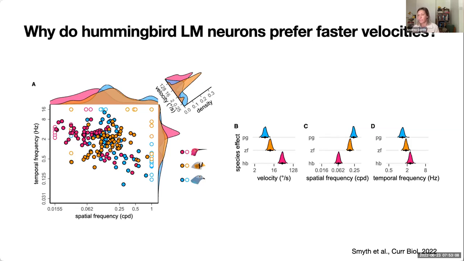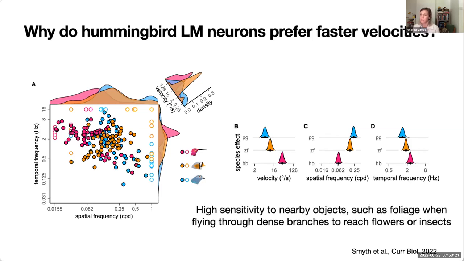through analyzing these data, we found that hummingbird LM neurons prefer high velocities, profoundly lower spatial frequency, and then slightly higher temporal frequencies. So this preference means that there's a high sensitivity to nearby objects such as leaves or branches when hovering or flying through dense foliage.